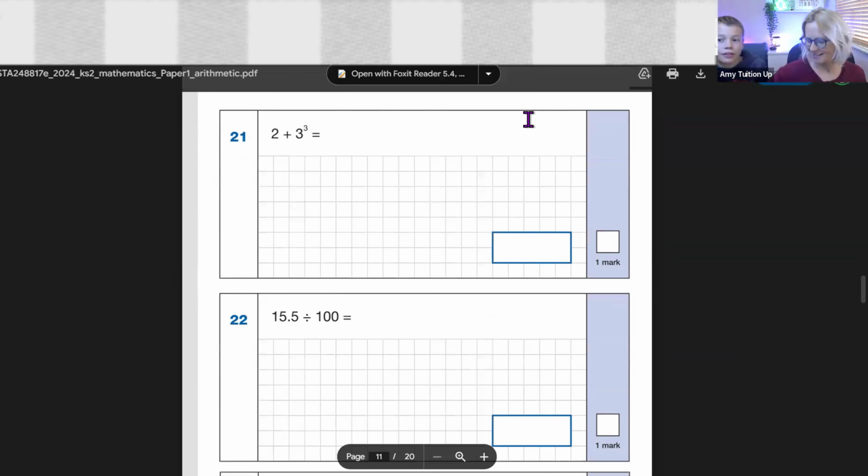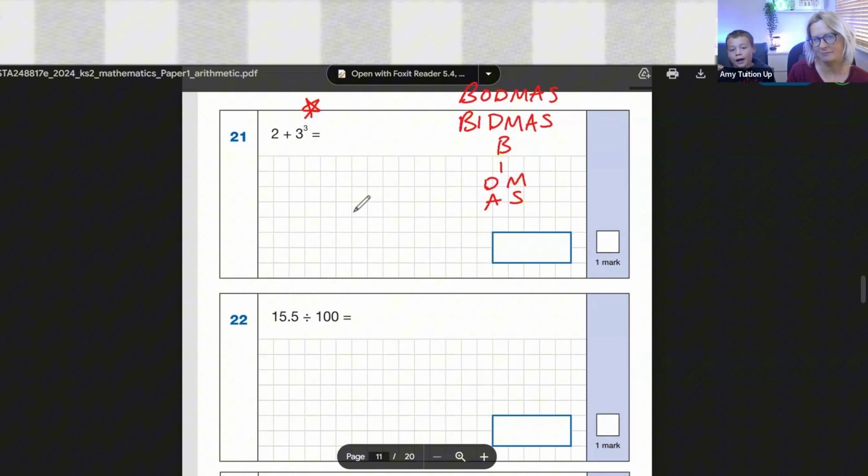Oh, I like this one. Do you want to do it? Yeah, this is the BIDMAS or BODMAS, orders or indices. The B is the brackets. If you put brackets around an operation, then it means it does it first, and then the I is for indices, or it used to be called orders when I was young, so we called it BODMAS. That is like squaring and cubing, which we have here. And then the D is division, and the M is for multiplication.